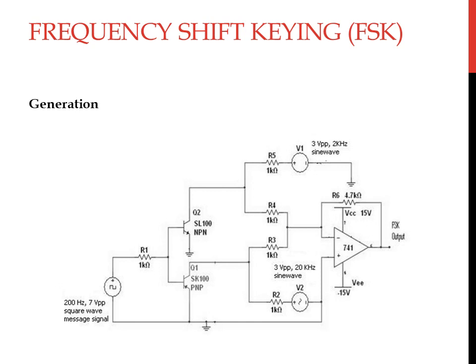The signal m of t, which is to be modulated, is given as a square waveform with a frequency of 200 Hz and an amplitude of 7 volt peak to peak. As we have seen in the ASK and PSK, the frequency of the modulating signal is less than that of the carrier, that is, less than voltage V1 and voltage V2. Now let us analyze the modulation circuit in detail.